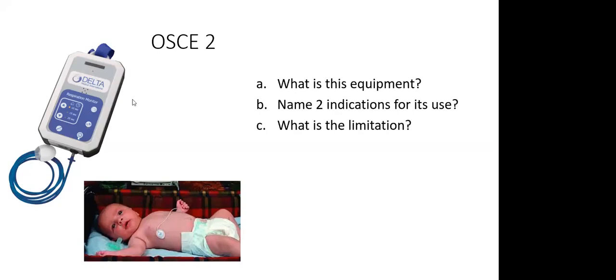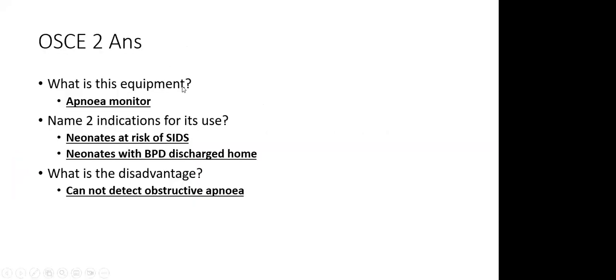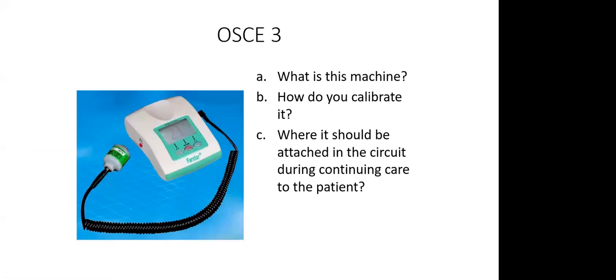Okay, so it's correct. It is an apnea monitor. Usually babies who are at increased risk of sudden infant death syndrome, or babies who have had an ALTE, apparent life threatening event, are the ones who will go home on an apnea monitor. Also neonates with bronchopulmonary dysplasia, once they are getting discharged. The disadvantage is it cannot detect obstructive apnea. So what is this machine? How do you calibrate? Where should it be attached in the circuit during continuing care of the patient?